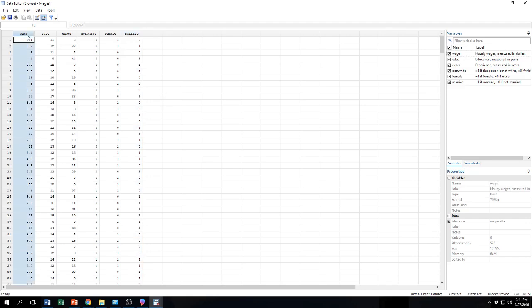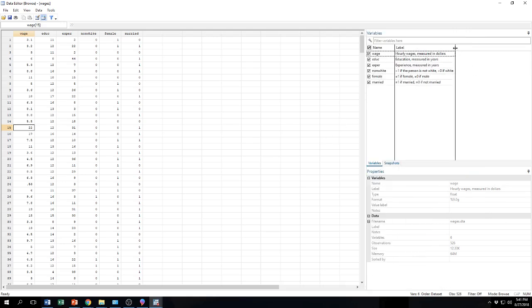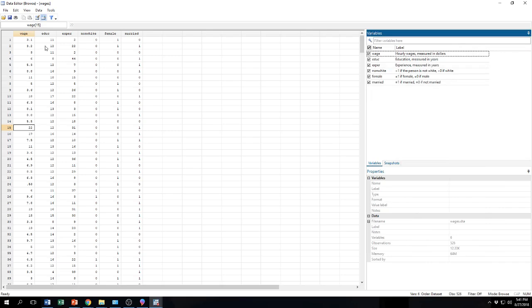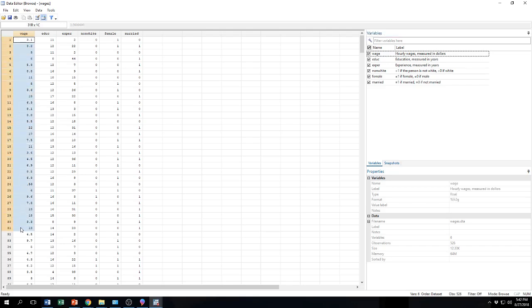Okay, so we've got 3 variables here, and what do these represent? We could even look at our label and see. Wage is hourly wages measured in dollars. This looks like a continuous variable to me. It probably could go anywhere from 0 to infinity, at least in theory.